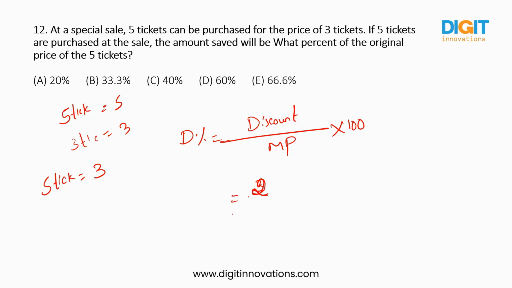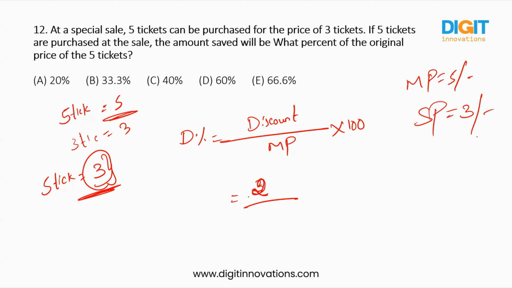Total, they took 3 rupees from you. It has to be 5 rupees, but they took 3 rupees. That means 2 rupees you got the discount. Market price means actual price, like they are going to market as 5 rupees only. But selling price became 3 rupees. That means you got 2 rupees discount here.